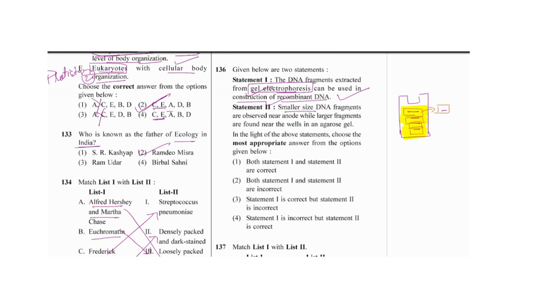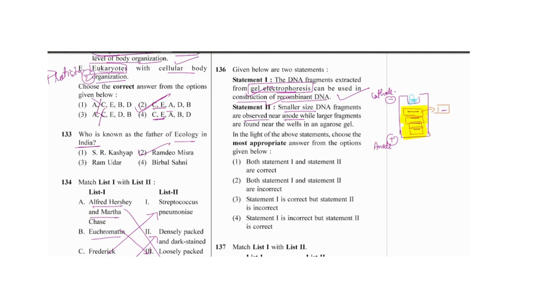Second, a smaller size fragment is observed near the anode. This is the agarose gel plate. Here we are keeping the negative and here we are keeping the positive, meaning the anode is on the downside and the cathode should be on the upper side. And the DNA fragment we are keeping here.